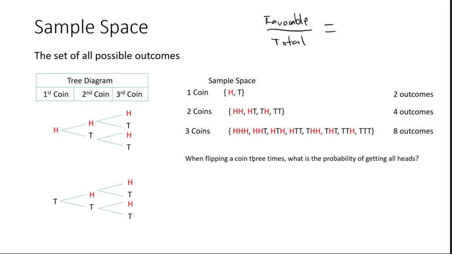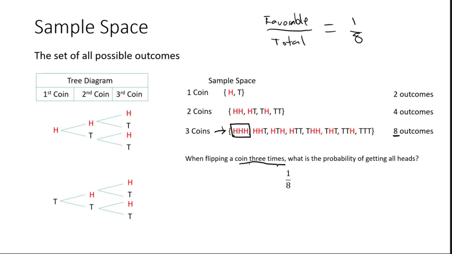So when you flip 3 coins, or a coin 3 times, the total outcomes we found here are 8. So the total would be 8 for the denominator. Now the favorable, what we want to happen, is we want all heads. So when you look here at the sample space for 3 coins, how many of these options have all heads? Well, there's only one way to make that happen. So the favorable outcomes would be 1. So the probability of getting all heads would be 1 over 8.